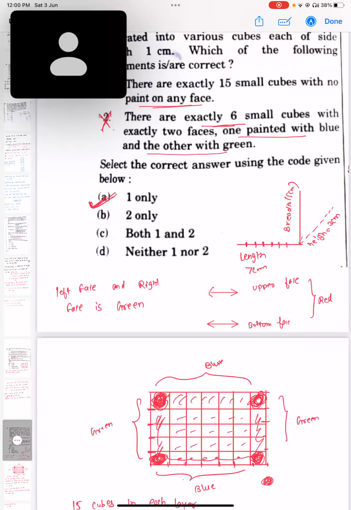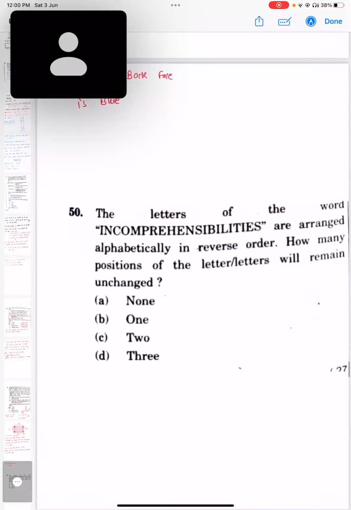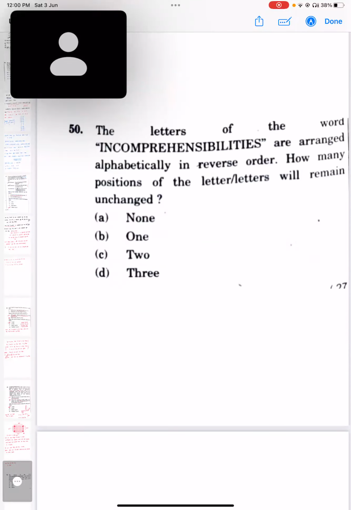The letters of the word INCOMPREHENSIBILITIES are arranged alphabetically in reverse order. How many positions of the letters will remain unchanged? This is a very simple question. You don't need to do any kind of permutation and combination. You just write it like this: INCOMPREHENSIBILITIES. Now you need to rearrange. How do we arrange? Alphabetically in reverse order.